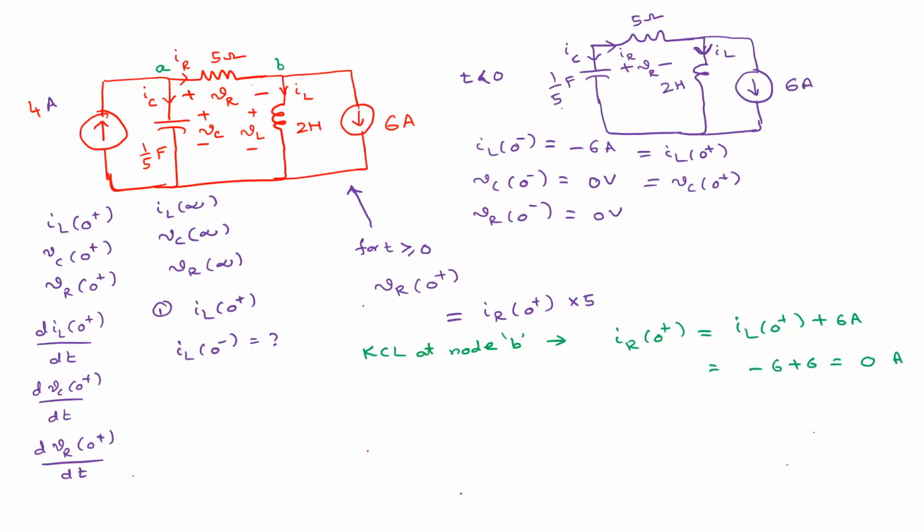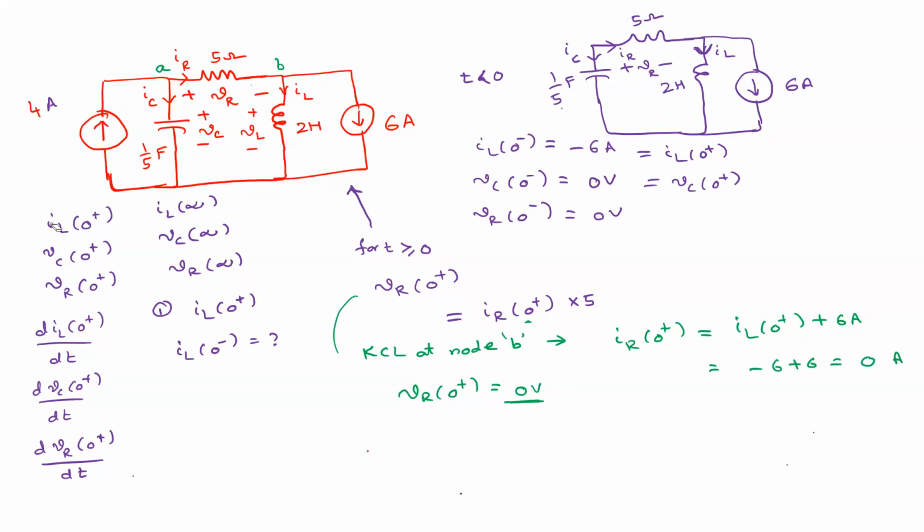So therefore, what is VR of 0 plus? It is 0, multiplied with its resistance. So that is 0 volts. Understood? Okay. So we have obtained all these three things. IL of 0 plus is over, VC of 0 plus is over, and VR of 0 plus is over, right?